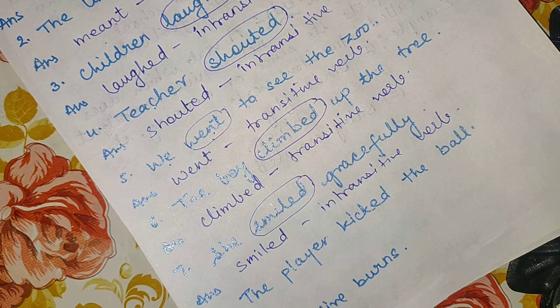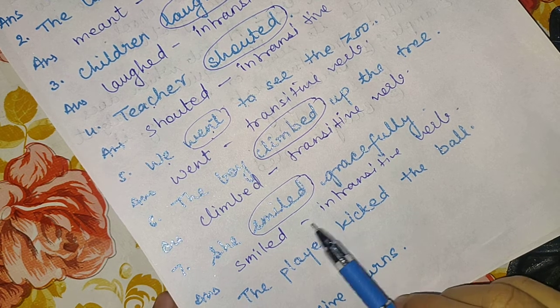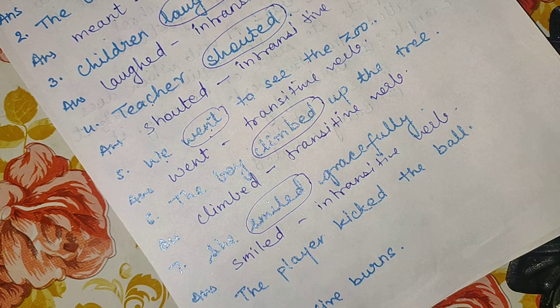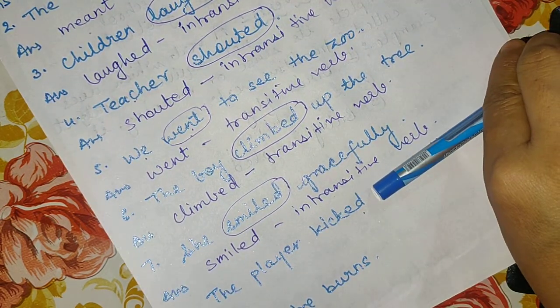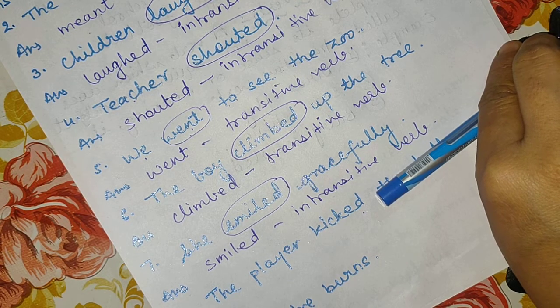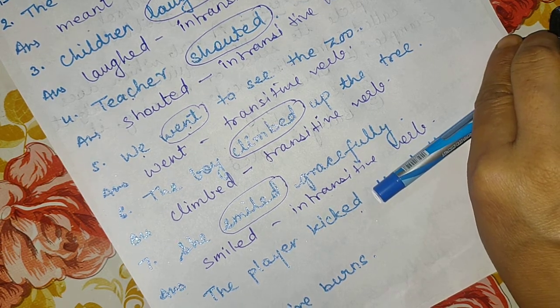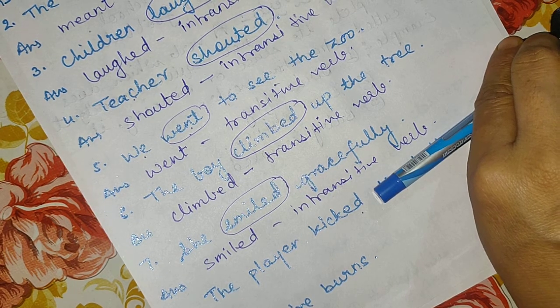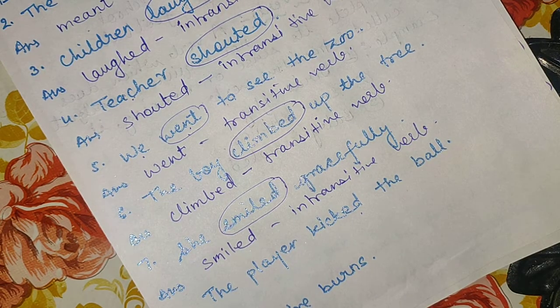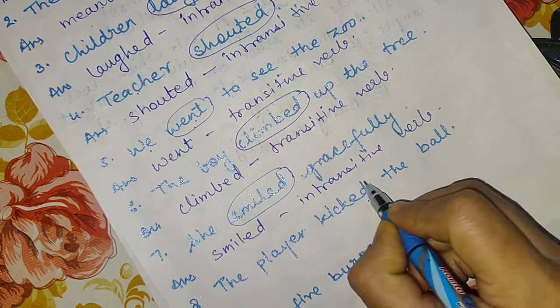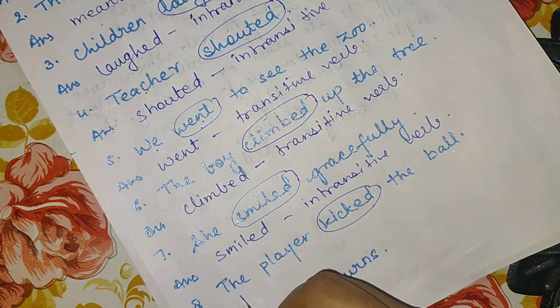If we don't want to know how she smiled, it is okay. Smiled, we understood that she smiled. So it is intransitive. So eighth is: the player kicked. Now if I say the player kicked, what did he kick? He kicked the ball, he kicked the football, he kicked the bat, he kicked the net. He can kick anything. So we need to know what did he kick. So I have added the object, the ball. So kicked is your transitive verb.